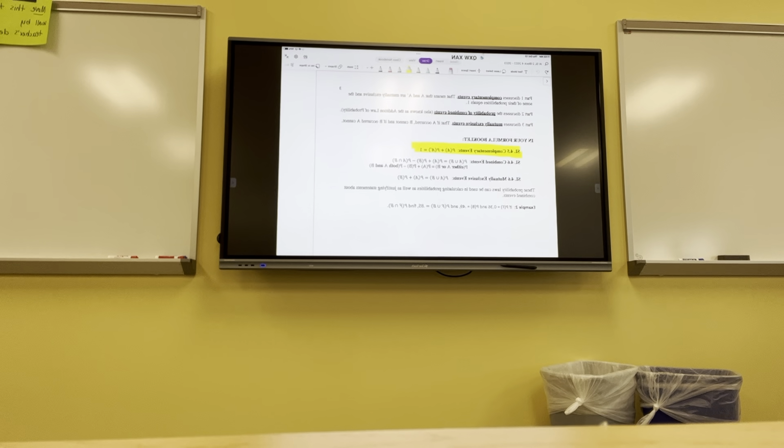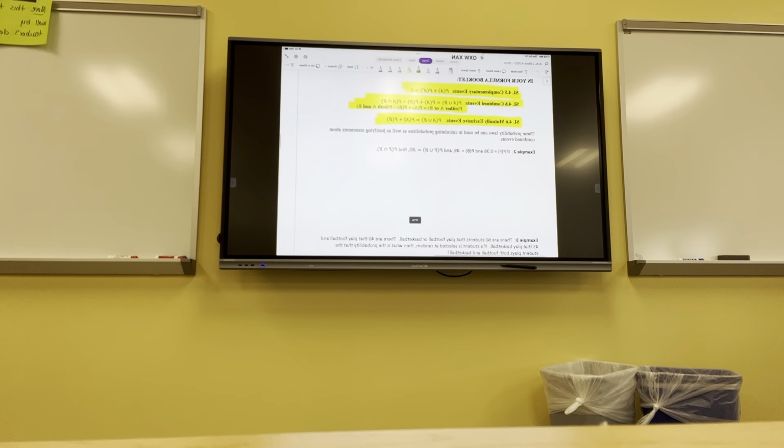So complementary events, the probability of something happening and the probability of it not happening will equal 1. Combined events is what we just did in the table. And then mutually exclusive is just what their union is. So these probability laws can be used in calculating probabilities as well as justifying statements about combined events. So we're going to use these formulas because sometimes you don't have a diagram.